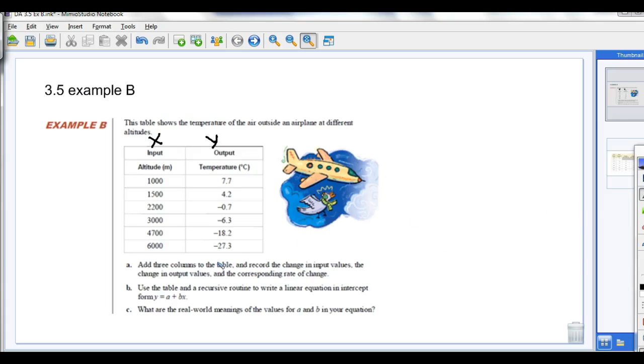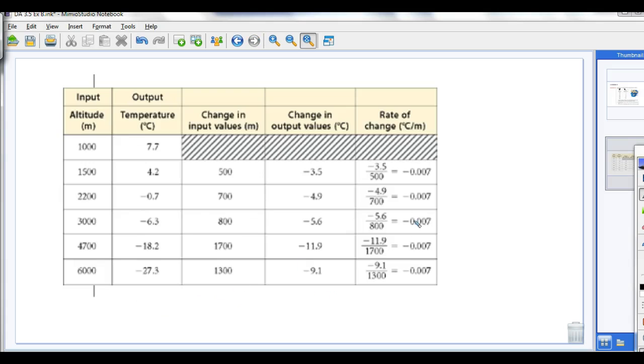So now what we're going to do is use the table and a recursive routine to write a linear equation in intercept form, y equals a plus bx. Well, I know this rate is going to give me that b value. It's what we're changing every time, right? Every meter we're going down 0.007 degrees. So we're going to start somewhere, and we're going to subtract 0.007 every meter. Right? Okay, now the problem is, where do we start?